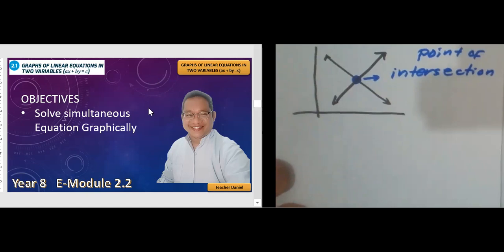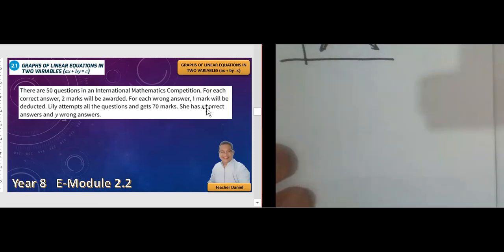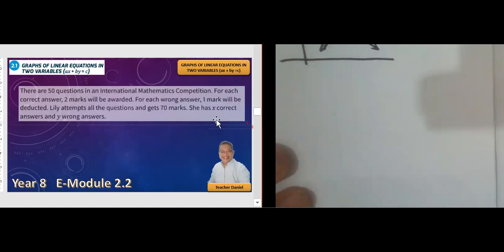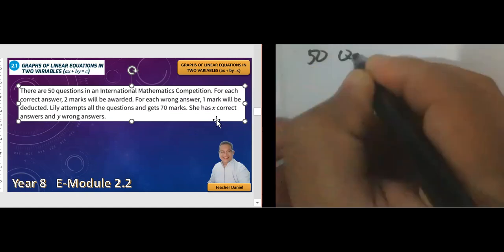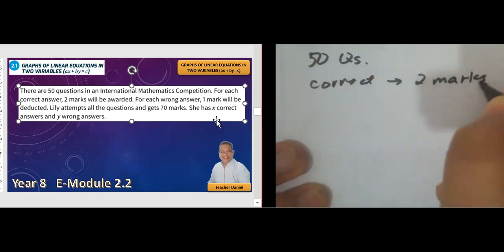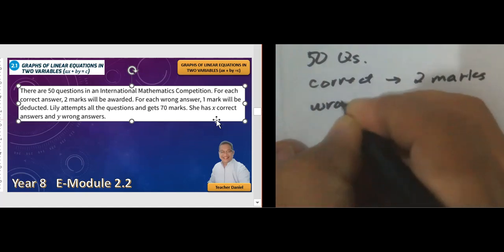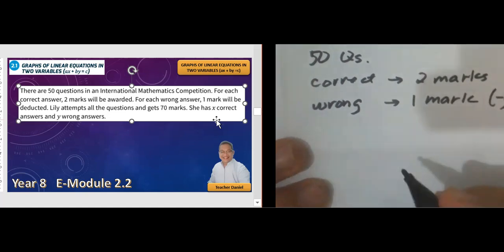But before that, let's look at the example. So to start with, let's read this question. There are 50 questions in an international math competition. Let me just make it bigger. So it says there are 50 questions. Let me write down 50 questions. For each correct answer, 2 marks will be awarded. For each wrong answer, 1 mark is deducted. Deducted means minus, right?